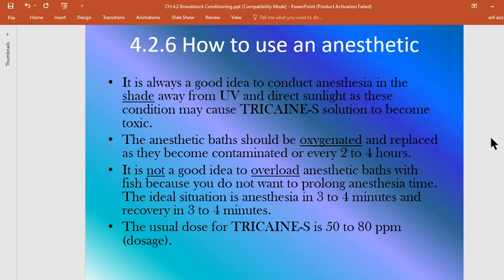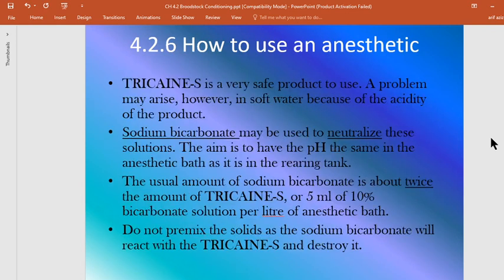The usual dose for tricaine is around 50 to 80 ppm to have the best result. Tricaine is a very safe product to use. A problem may arise, however, in salt water because of the acidity of the product. Sodium bicarbonate may be used to neutralize this solution.